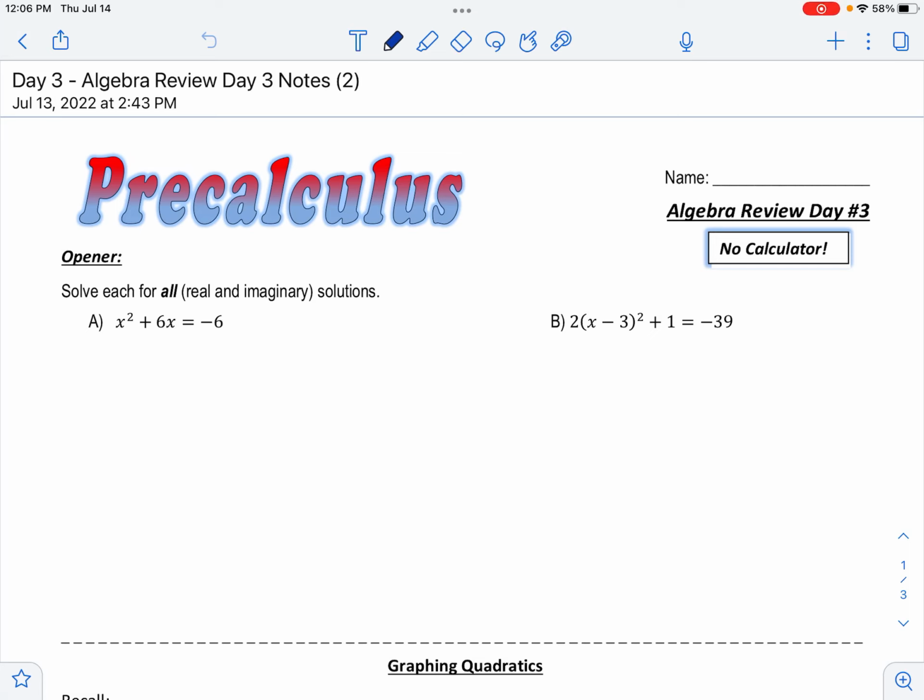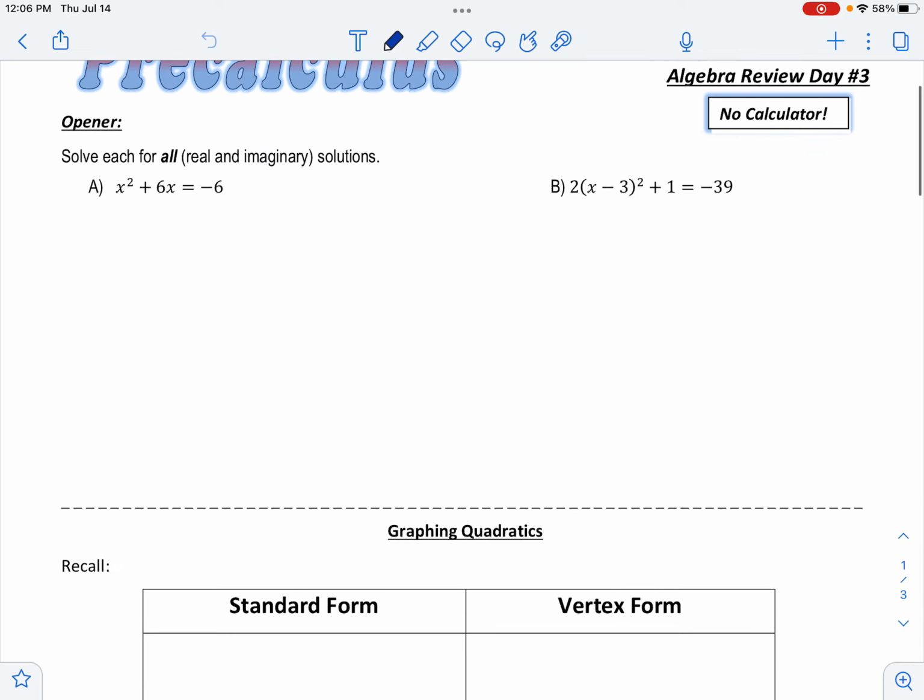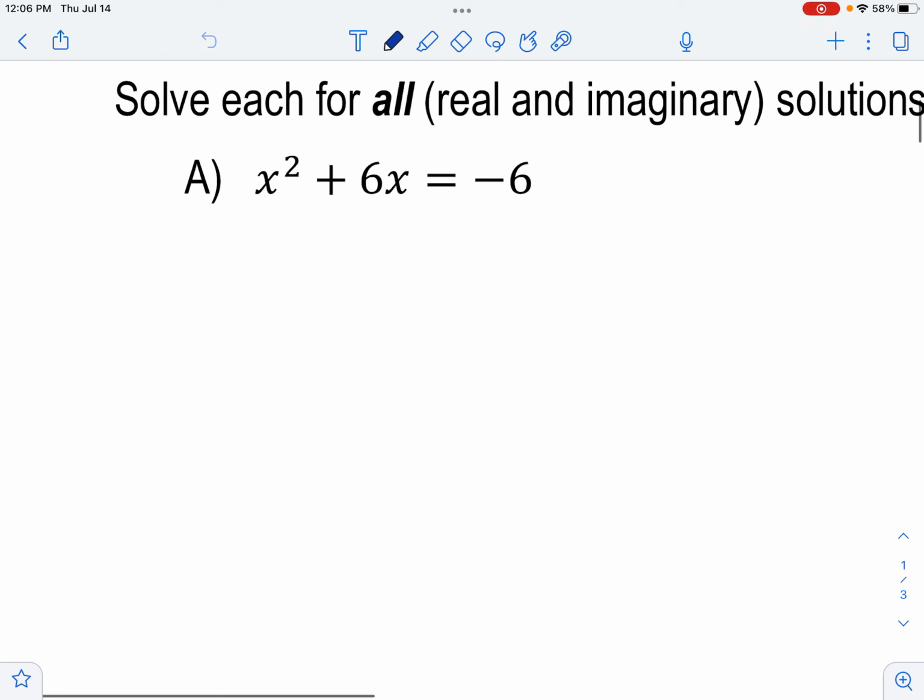Algebra Review Day 3. We're going to start with an opener, so you can go ahead and pause the video and do the first two on your own, A and B here. All right, let's see how we did. Solve for all solutions, meaning the real and imaginary solutions.